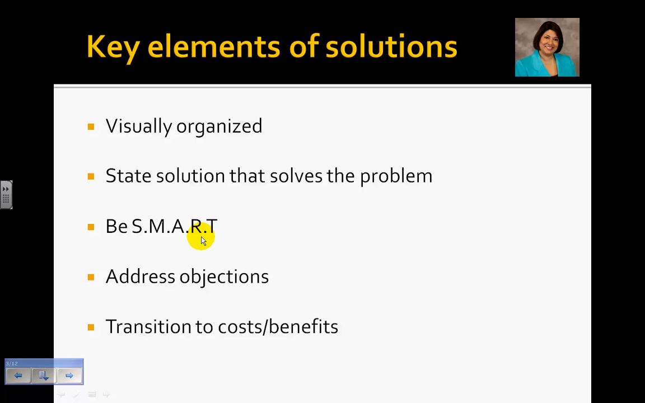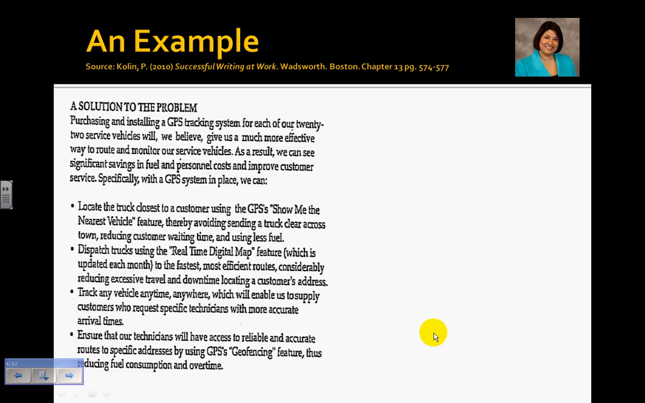Realistic, your solution should be both challenging but doable. And finally, time-bound. You want to give the reader a sense of what timing is most important for your solution to be effective. And it's these things, the specific, measurable, agreed upon, reliable, and time-bound, that also have to do with many objections. And we'll look at a specific example in this presentation as we go through. And of course, it's important not just to present your solution and then jump into costs. A transition, either right after your solution section or right before your cost section, is important as you try to persuade your audience. So let's take a look at an example.